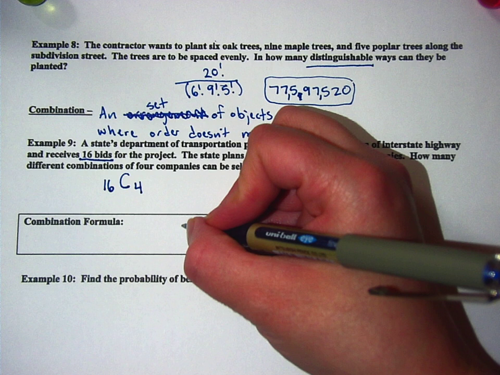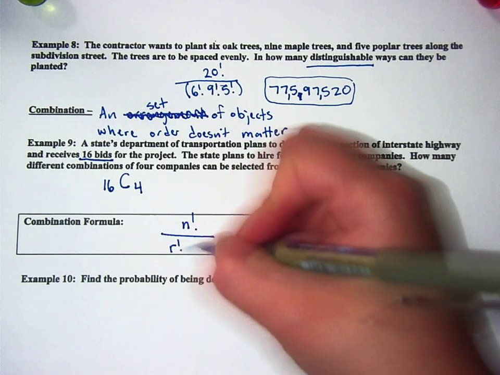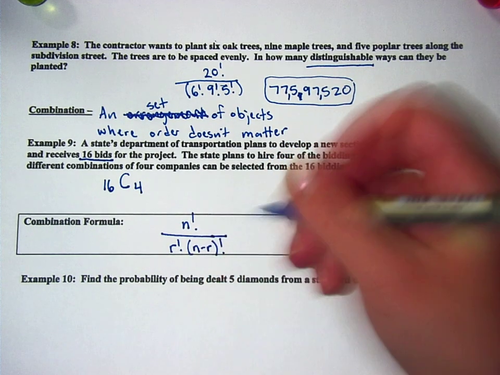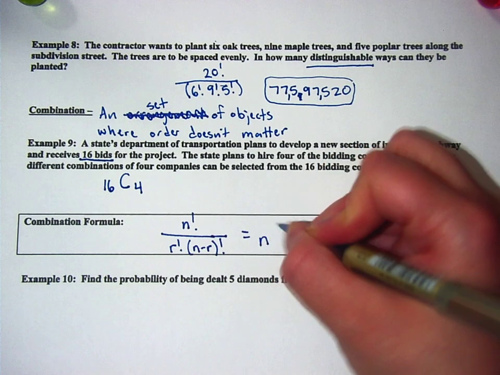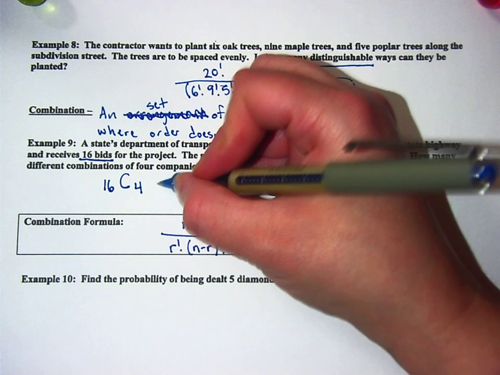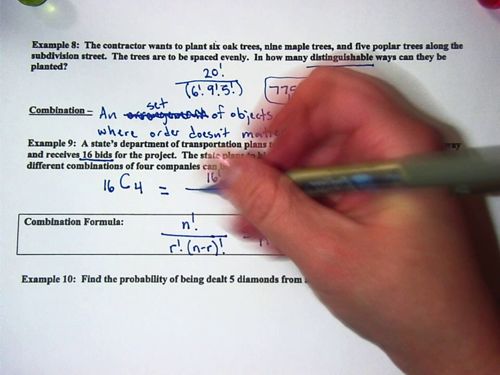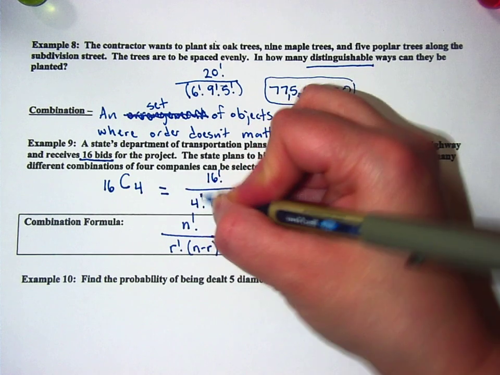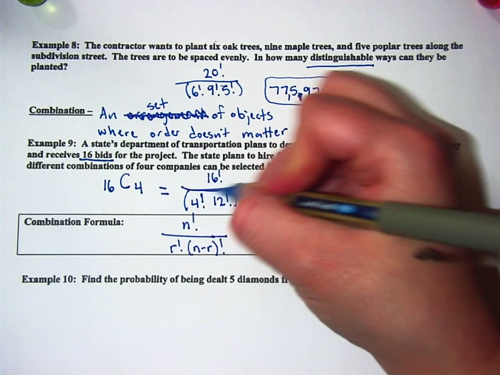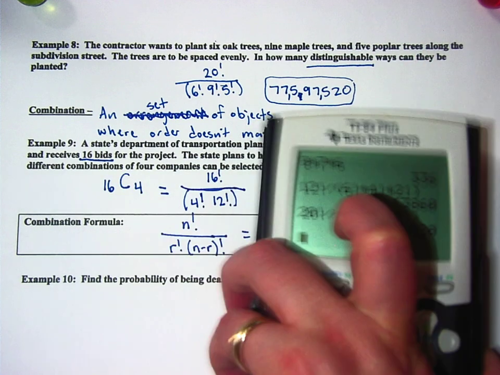Now, the combination formula is n factorial divided by r factorial and then n minus r factorial. This is the one that I was trying to do earlier accidentally, and that is equal to n choose r, or n combination r. So if I wanted to do this in my calculator, I would put 16 factorial on the top. On the bottom would be 4 factorial and 12 factorial. So it's like we're dividing by something a little extra here. You can also use a combination key on your calculator. So 2 different ways to do this one.